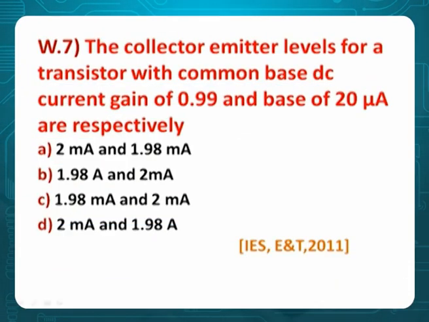Option is B here. Problem 7. The collector and emitter currents for a transistor with a common base DC current gain of 0.99 and a base current of 20 microamperes respectively. What are the respective values? We need to get the collector and emitter currents of a transistor from the value of 0.99 and 20 base current. What exactly do I mean? Very simple. You have to calculate beta because alpha is anyway there. From there you will calculate IB and IC.